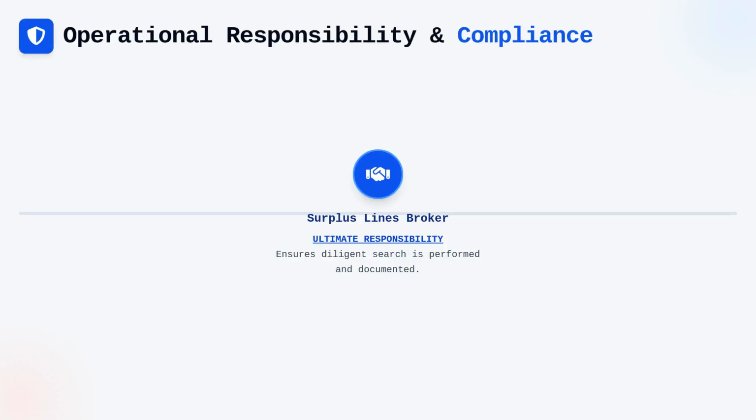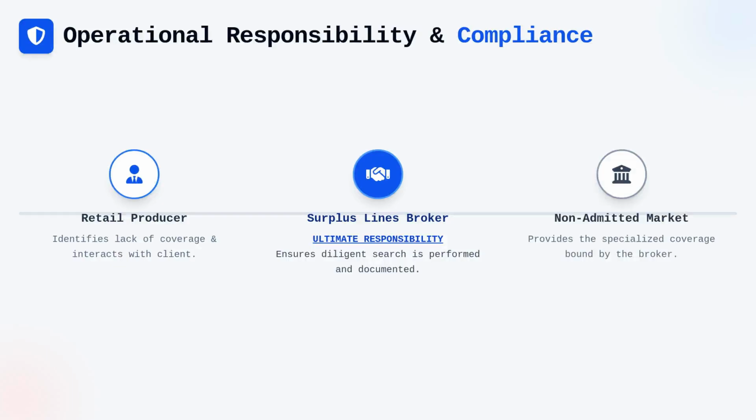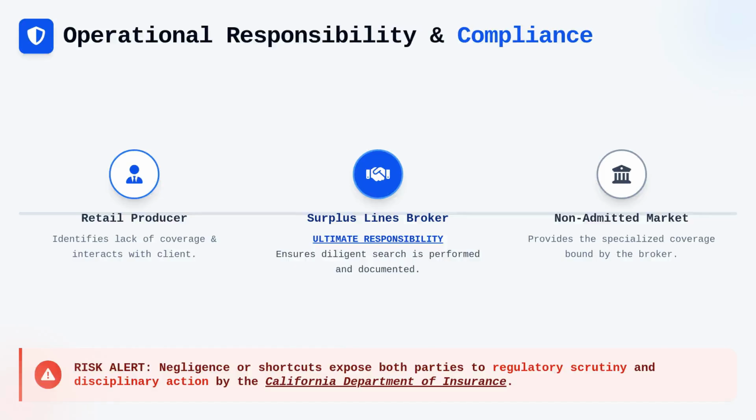This relationship requires clear communication and absolute honesty between the retail producer who interacts with the client and the surplus lines licensee who interacts with the non-admitted market. Negligence or shortcuts taken during the search process expose both parties to significant regulatory scrutiny and potential disciplinary action by the California Department of Insurance.